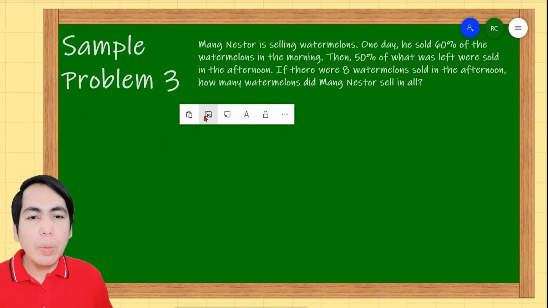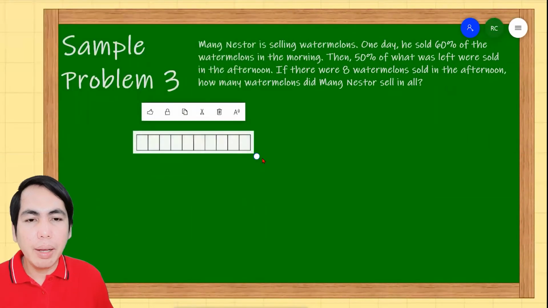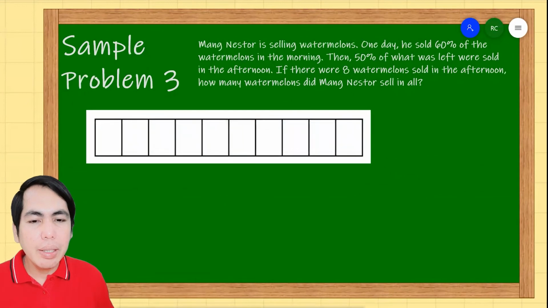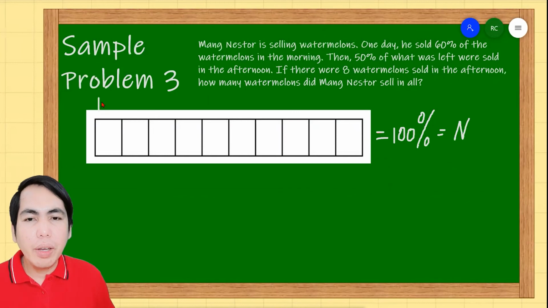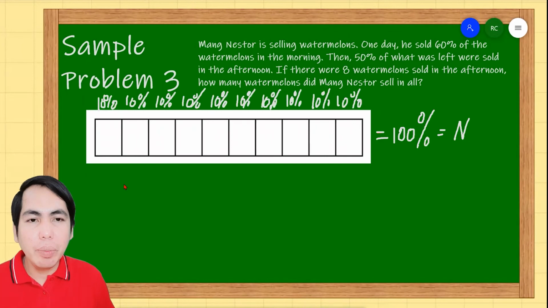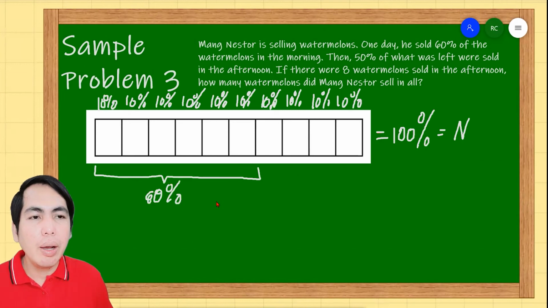So first, we are going to represent the whole number of watermelons sold through this block. So this block represents 100%. That is equivalent to N. So each block is equivalent to 10%. Then 60% of the watermelons were sold in the morning. So meaning to say, 60% is equivalent to 6 units or parts. So 60% were sold in the morning.